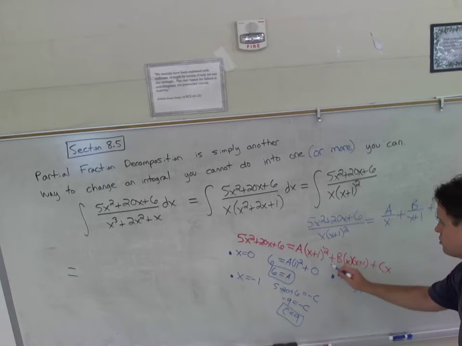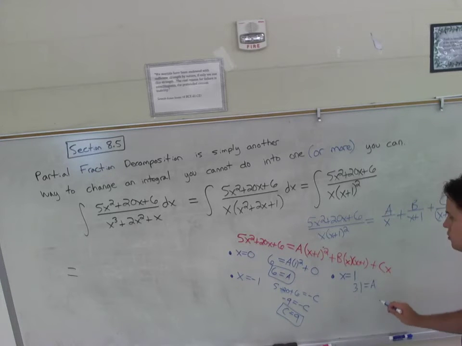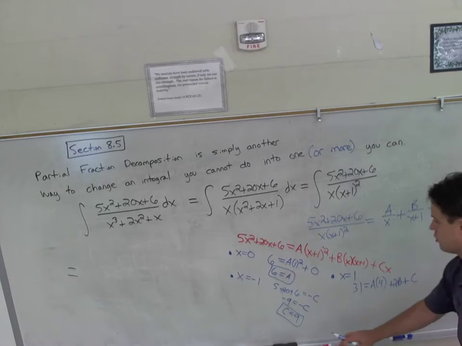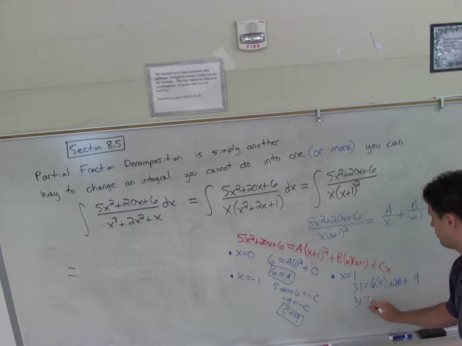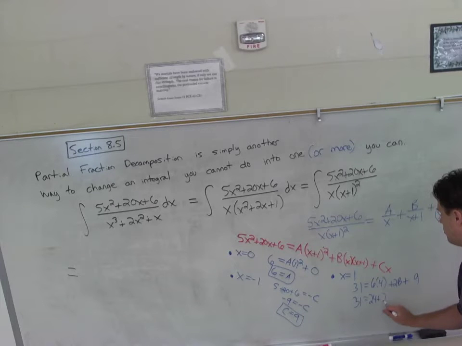And then what 1 goes in there, we get A times how much? 2 or 4? 4. Don't forget, there's squareds and stuff in here. Watch out for those. And then we have what? 2b plus c. But we know that c is 9 from right here, and a is 6 from right there. So it's 31 equals 24 plus 2b plus 9, and of course we can get b.